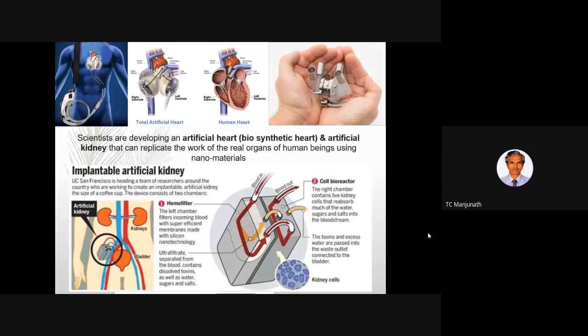This is one of the slides which I showed: the artificial heart is being made using nano components, and an artificial kidney is being implanted in a patient and is working successfully. A lot of research is going on in artificial hearts: all the valves, the aortic valves, the pumps, the veins, the capillaries are being designed using nanomaterials, which you cannot see with your naked eye. So scientists are developing a biosynthetic heart and artificial kidney that can replicate the work of real organs of human beings using different types of nanomaterials, right? This is one unique invention from the nanotechnology point of view.